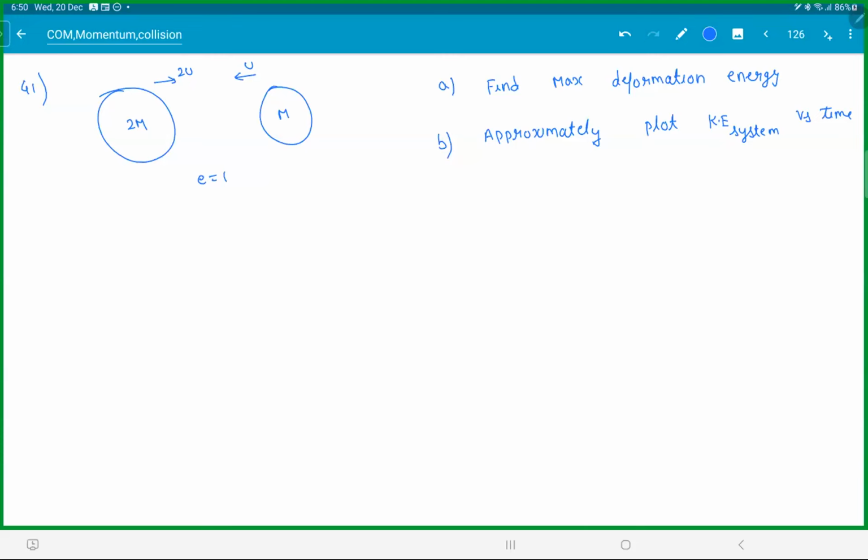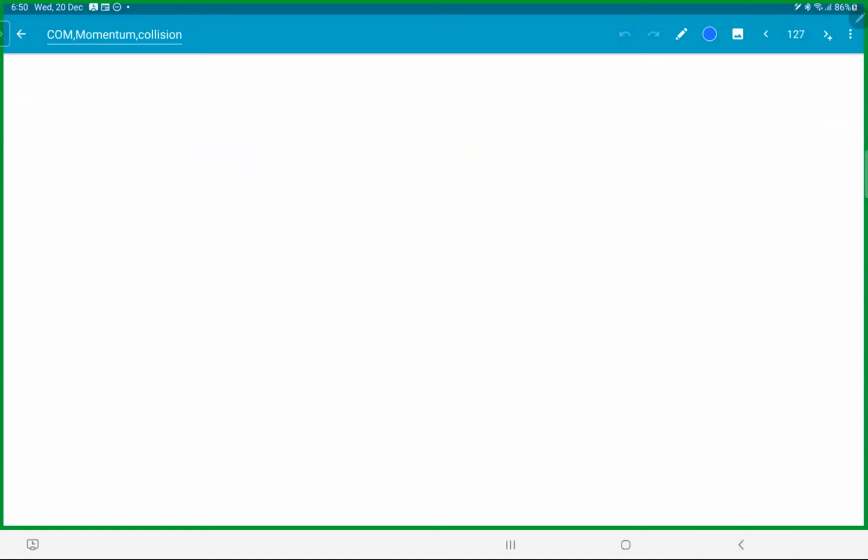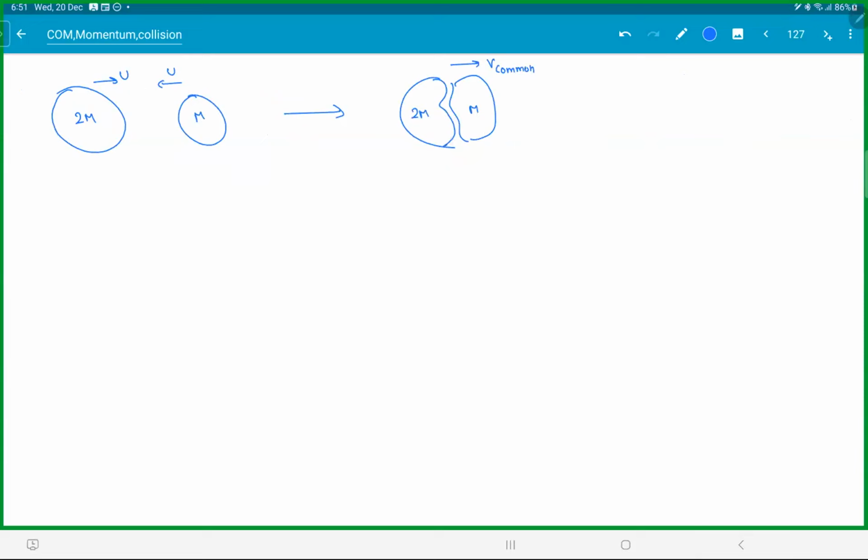That's it. Again, if you go back to the process, 2m, u, m, u, the maximum deformation occurs in this state when the bodies are maximum deformed. They're going with a common velocity. वो catch था. Getting it? Finally, they will open up. That's okay. I'm not interested in that here. V1 and V2. So here, the deformation energy is maximum deformation energy is here.